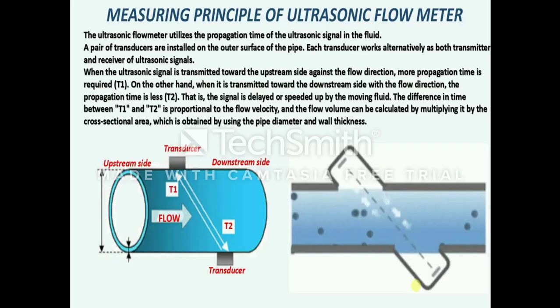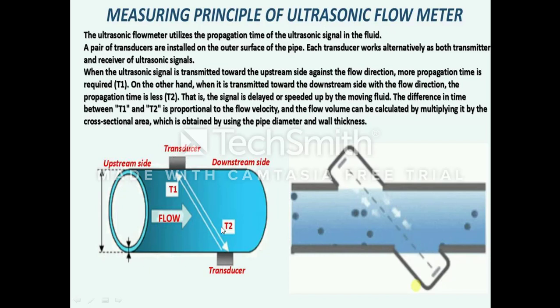Next, we are going to discuss the measuring principle of the ultrasonic flow meter. We have already seen a similar kind of ultrasonic measurement setup in level measurement. Here there is a pipe, and on both sides of the pipe you have a transducer with a receiver.